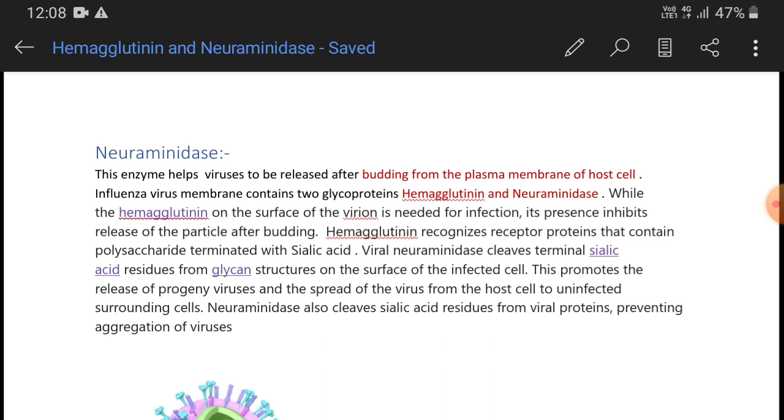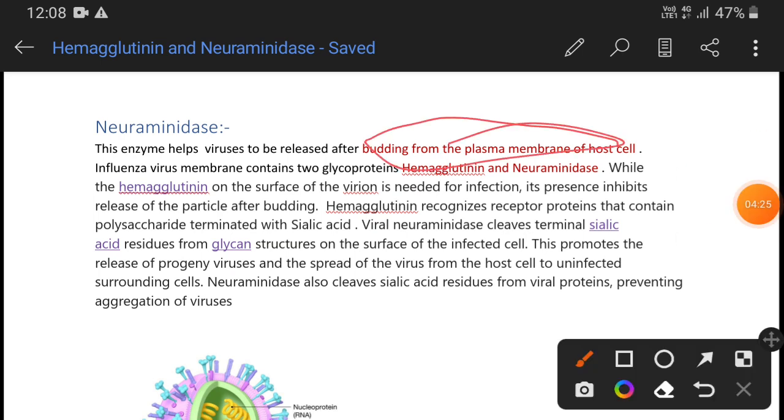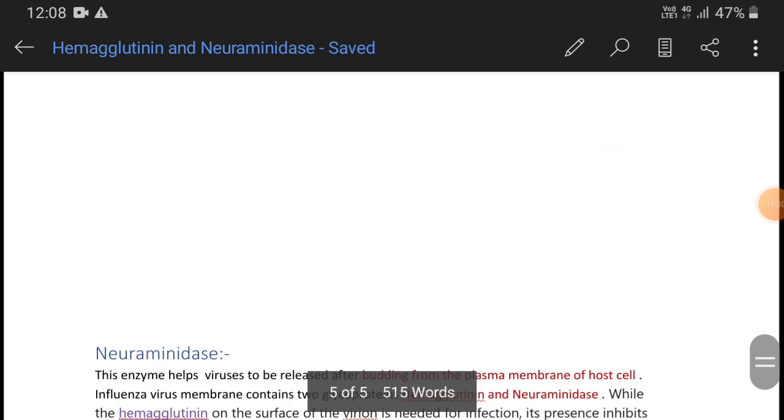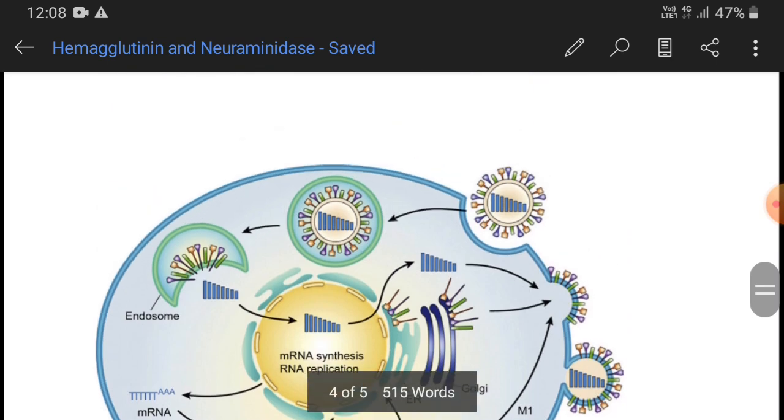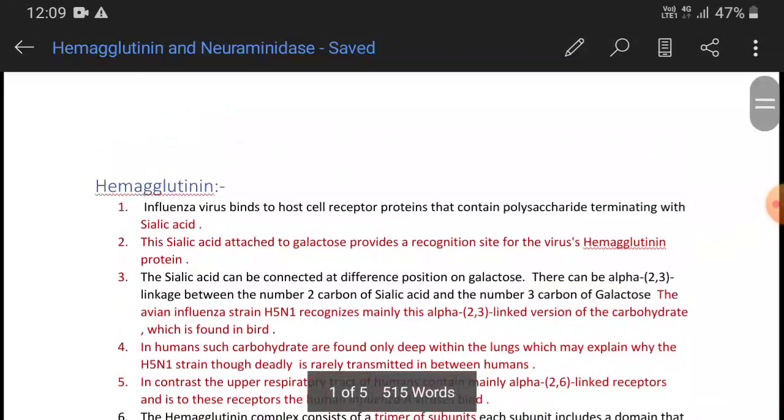And how are they doing this? They are doing this by cleaving the sialic acid structure from the glycan in the host cell receptor. And remember, neuraminidase activates after budding from the plasma membrane of the host cell. So that is all about neuraminidase. We have completed hemagglutinin and neuraminidase structure in detail.